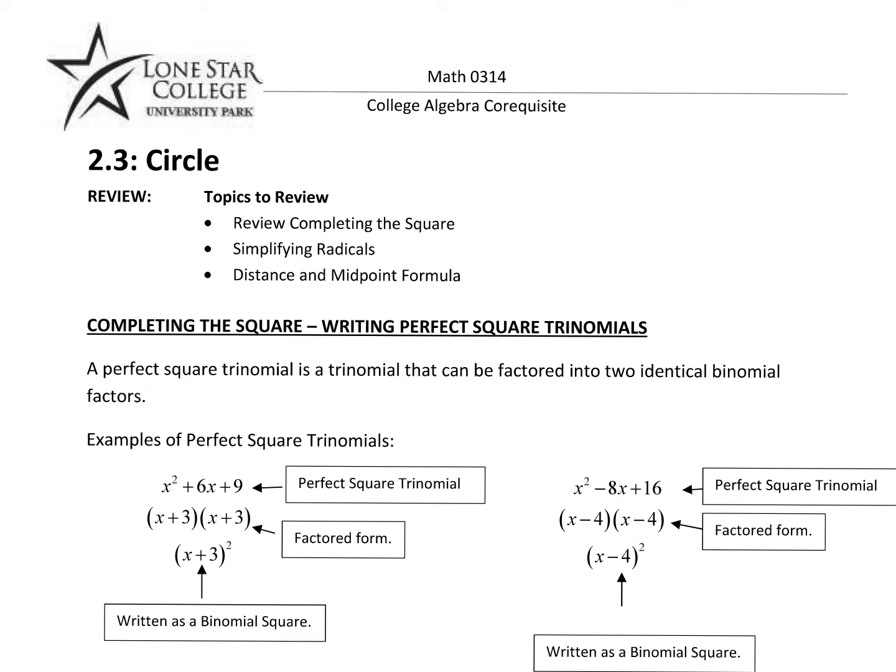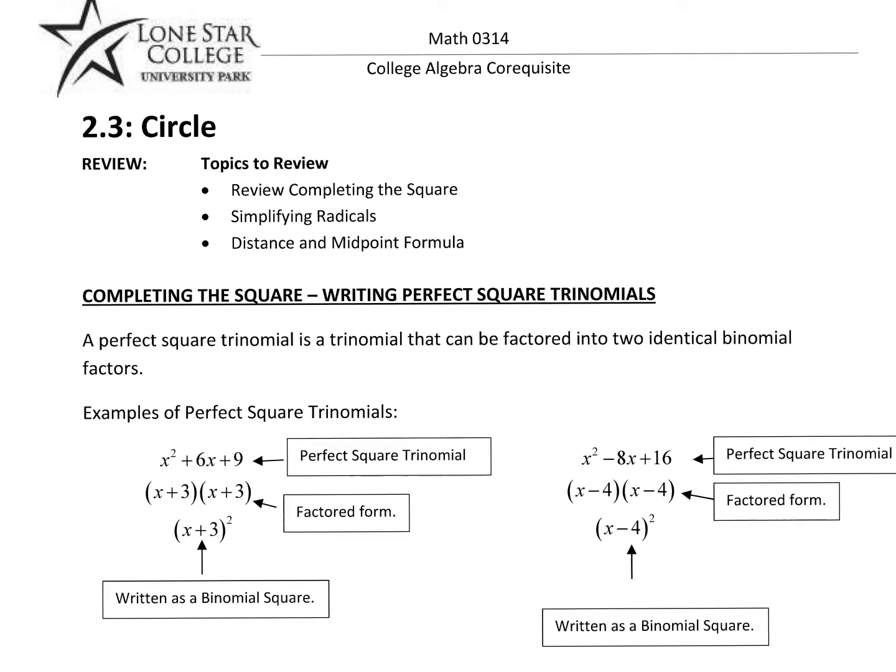So in this unit, we're going to talk about circles. And one of the big reviews that we're going to talk about in circles is what we call completing the square. And so when we complete the square, what we're actually trying to do is get into a form that we can make a perfect square factoring.